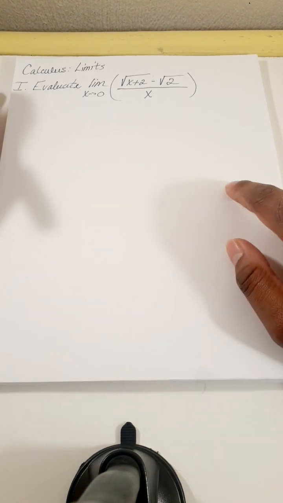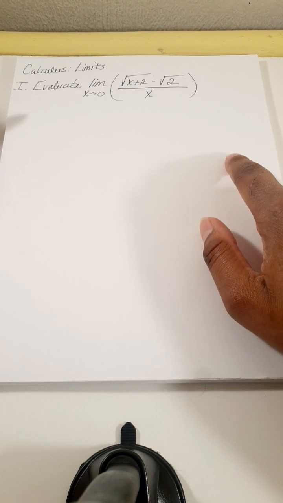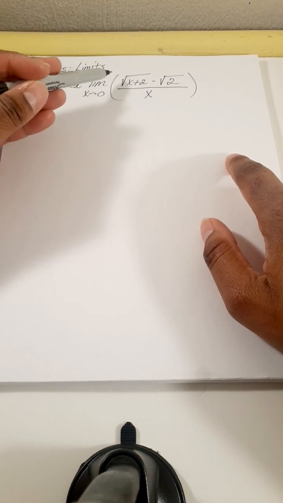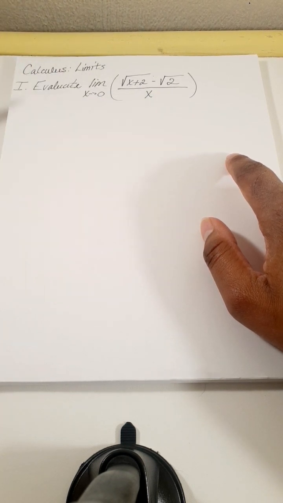Alright, what's up guys? In this video we're going to pick up some calculus here. We're going to evaluate another limit here. So we're asked to evaluate the limit as x goes to 0 of the square root of x plus 2 minus the square root of 2, all divided by x.